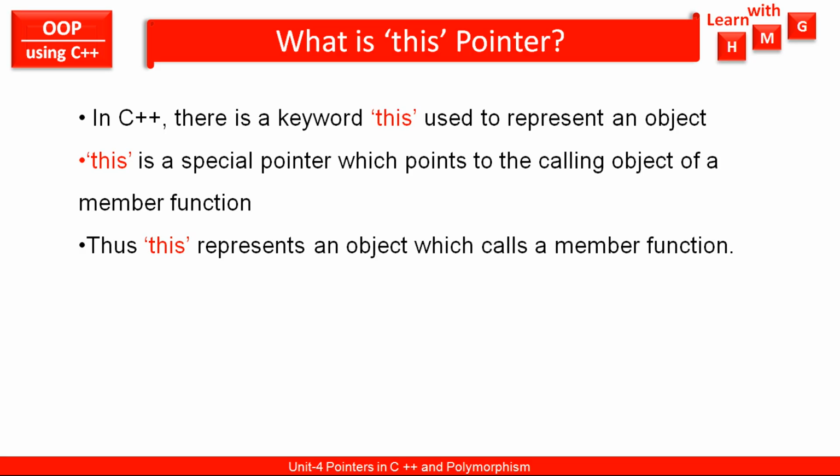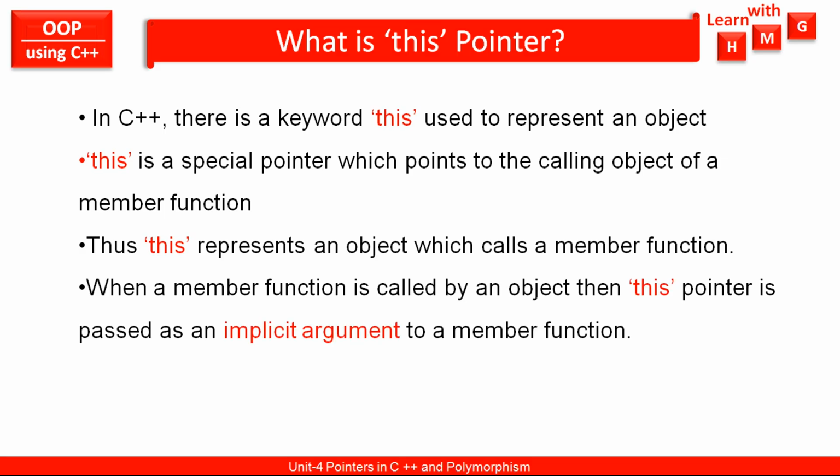Thus this represents an object which calls a member function. So this pointer is representing an object. Which object? The object which calls a member function, that is nothing but a calling object. When a member function is called by an object, then this pointer is passed as an implicit argument to the member function. So whenever any object is calling a member function using the dot operator, that is object dot member function, then internally this pointer is set to that particular calling object. It is passed as an implicit argument to the member function.